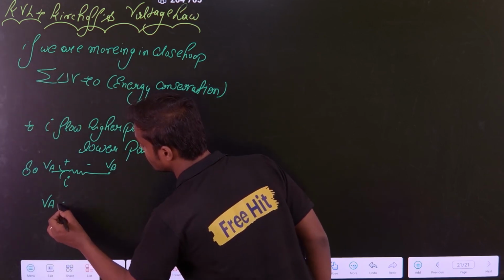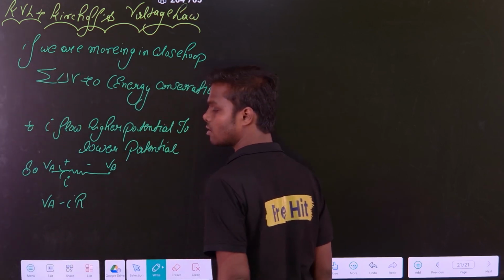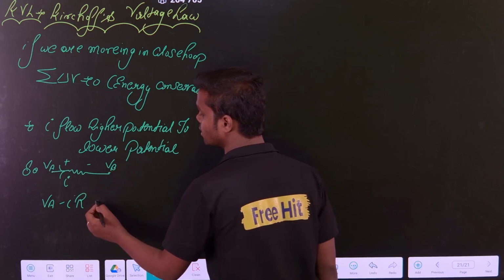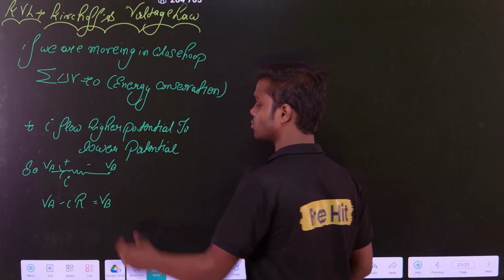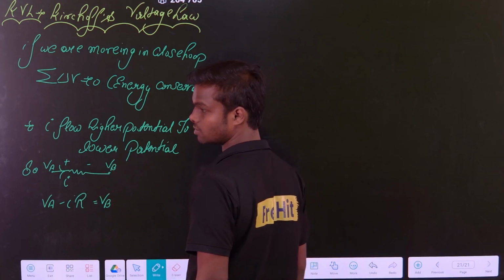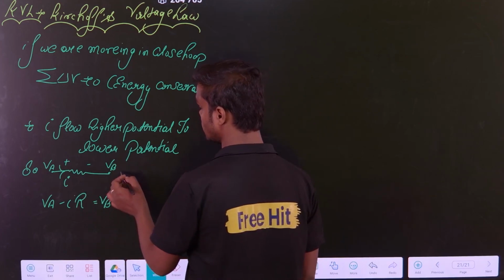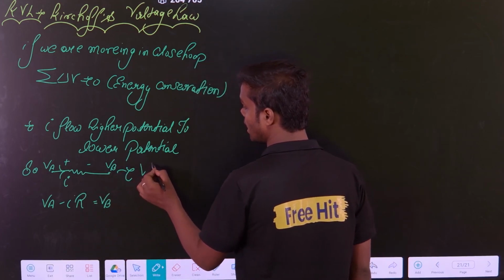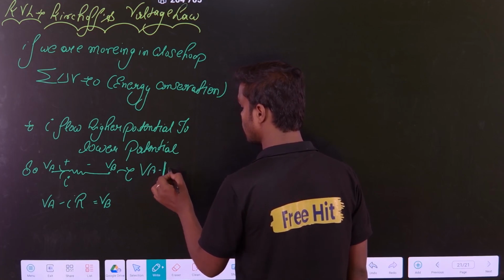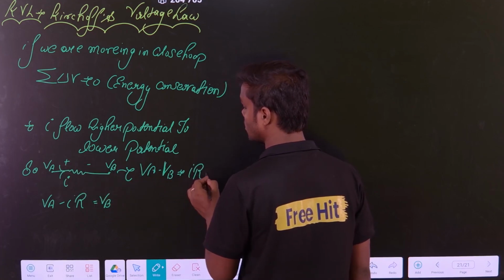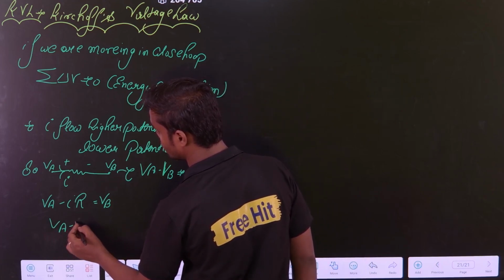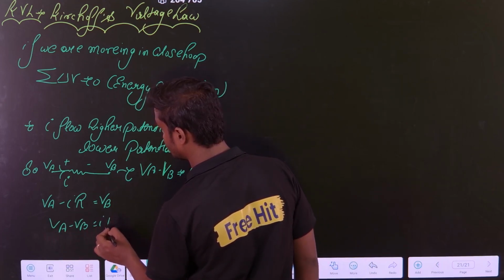So what will you write? Minus IR. And this whole drop should be equal to the potential at B. That is a simple thing. Or you can see from the battery concept, higher potential minus lower potential is equal to how much? I into R. You can also get that from here: VA minus VB is equal to IR.